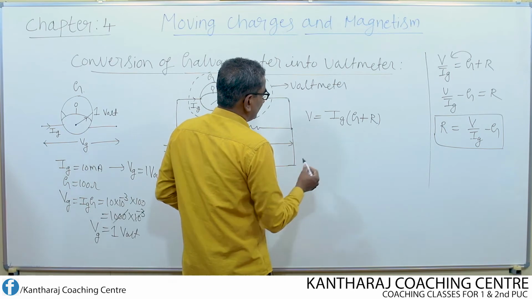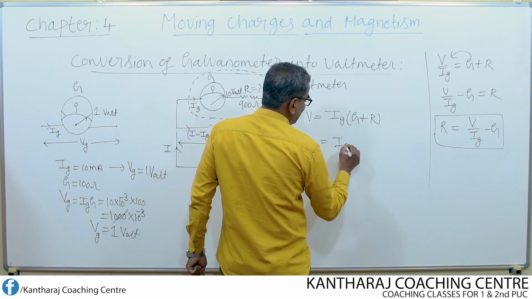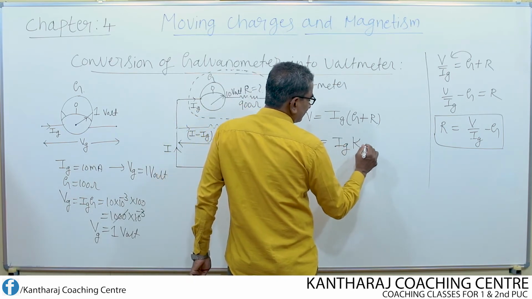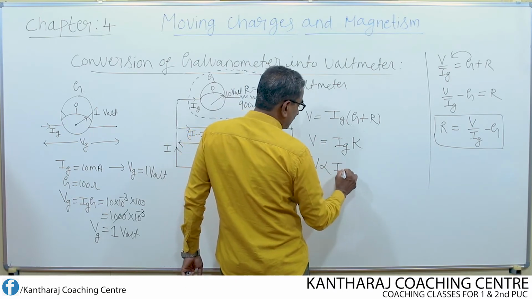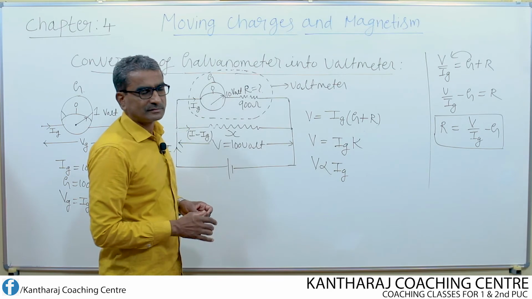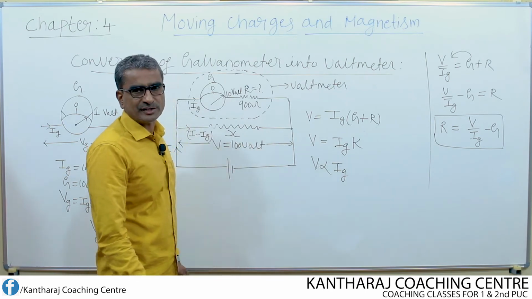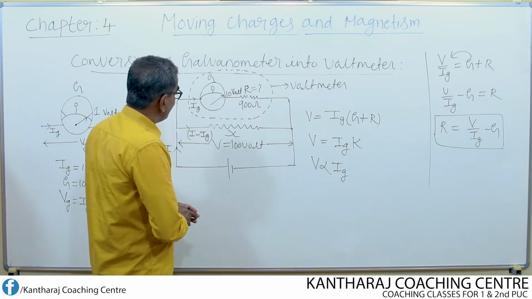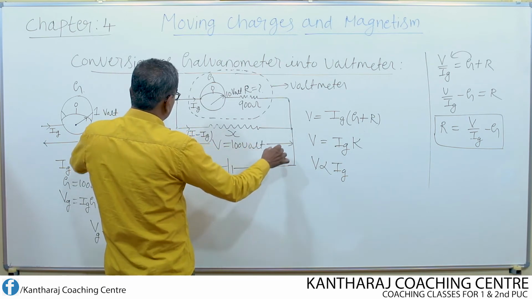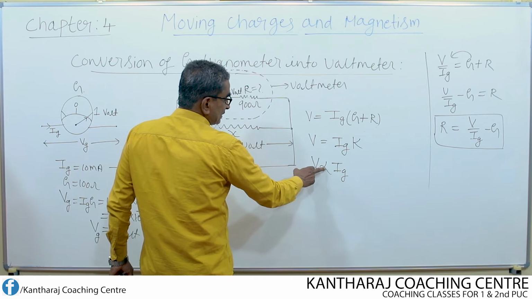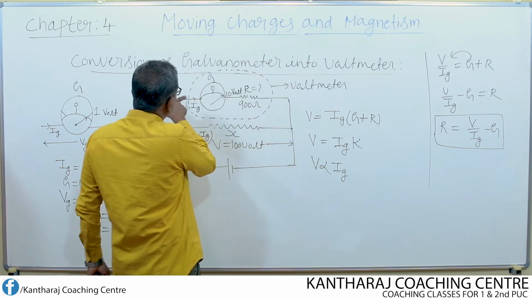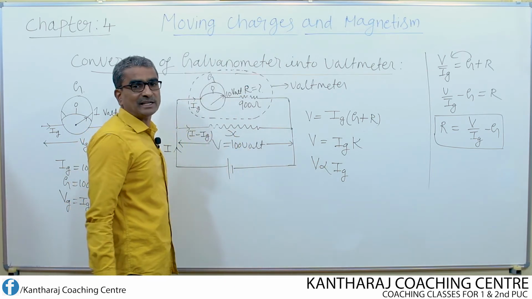Look here. So this is equal to Ig into some constant K. Now what is V? V is proportional to Ig. That means whatever potential difference exists between the two ends of a resistor, that potential difference is directly proportional to the current flowing through the galvanometer.